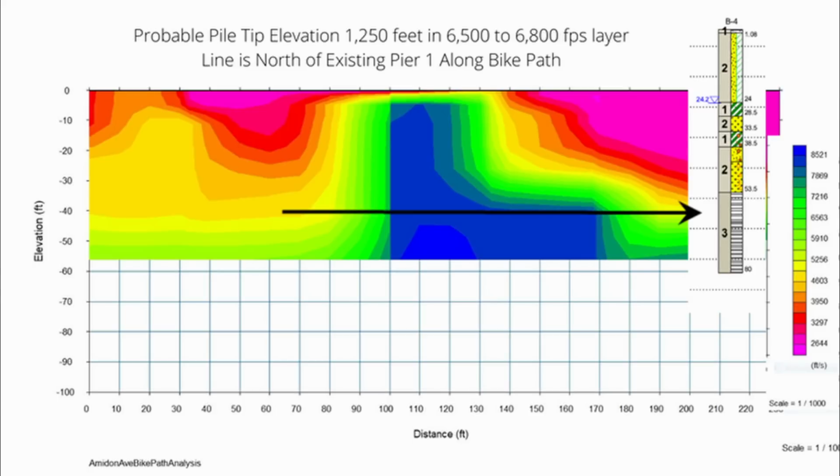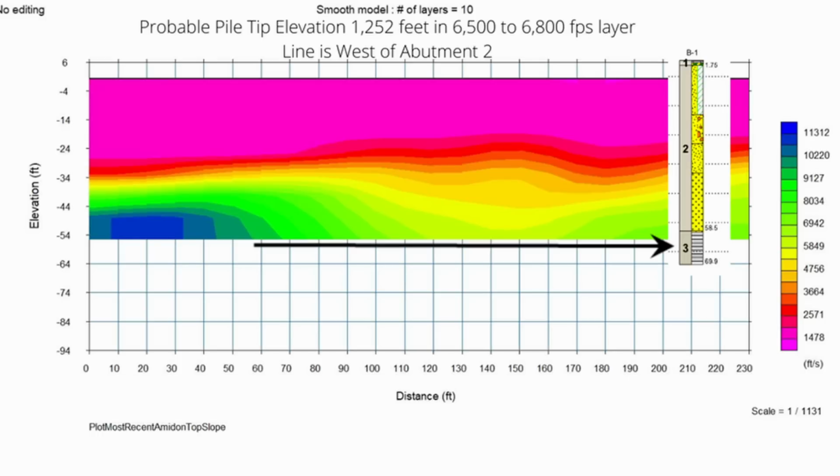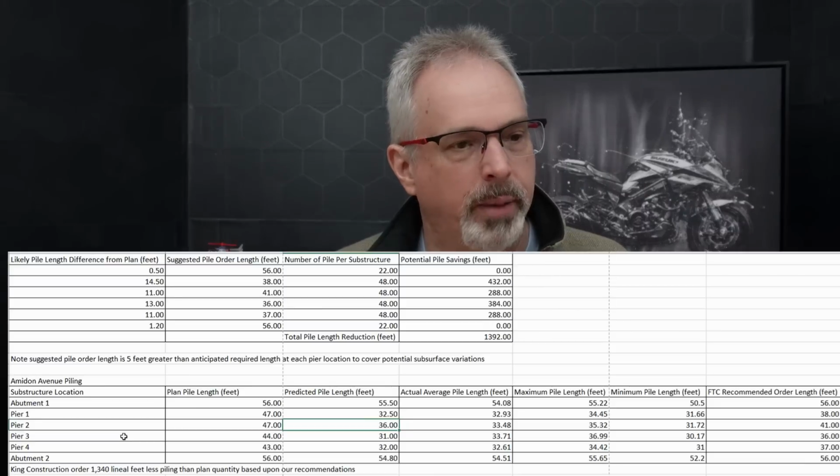This blue area, which shows apparent high velocity, that's just the footing for the pier at this location, the reinforced concrete footing. And then on abutment 2, in similar fashion, we determined the probable pile tip elevation was 1,252 feet, corresponding to a compression wave velocity, again, between 6,500 and 6,800 feet per second. So we made these predictions.